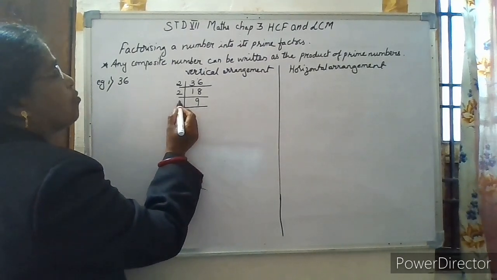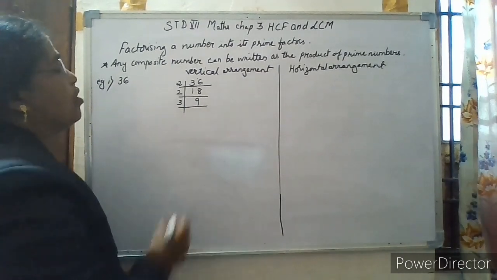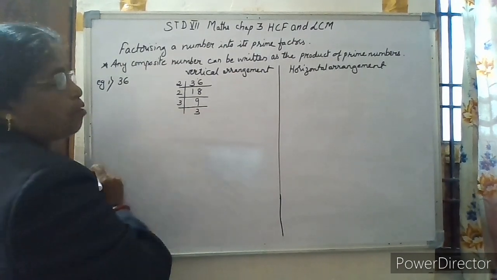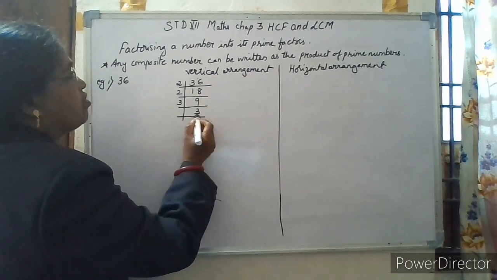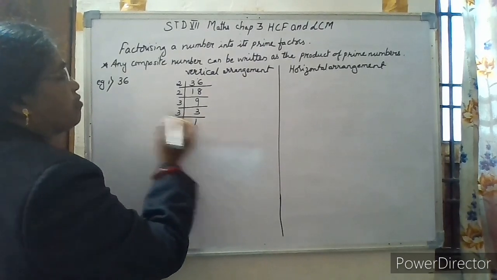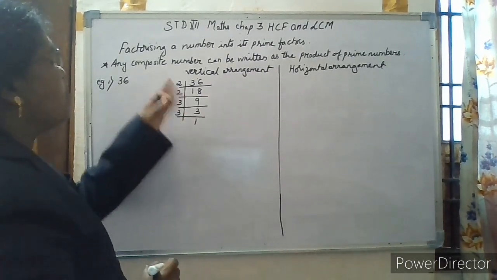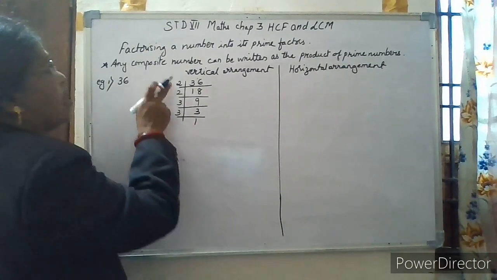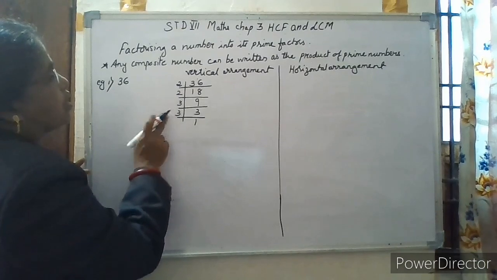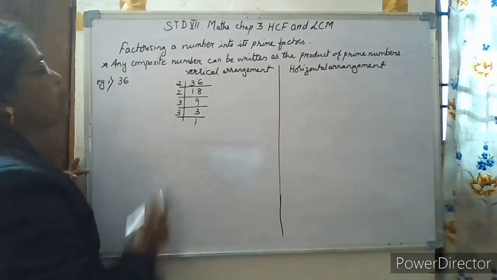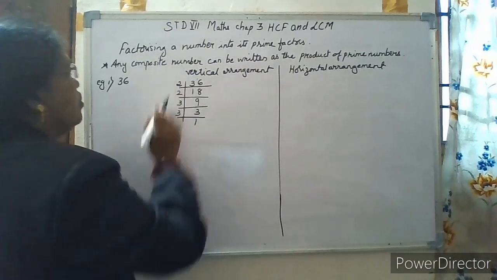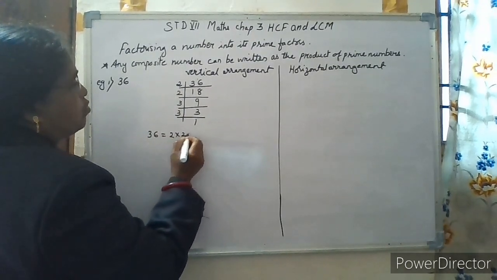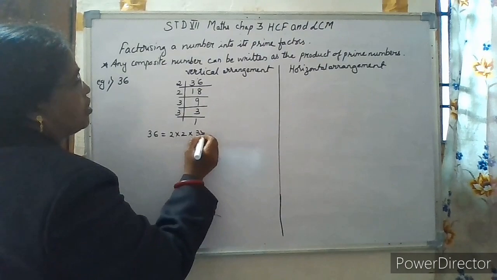Now this 9 is divisible by 3. 3 3s is 9 because 3 is a prime number. Again this 3 is divisible by 3 itself. 3 ones is 3. So keep on dividing like this way until we get 1 here. Now you see this 2, 2, 3, 3. These are prime numbers. So 36 is factorized as 2 into 2 into 3 into 3.